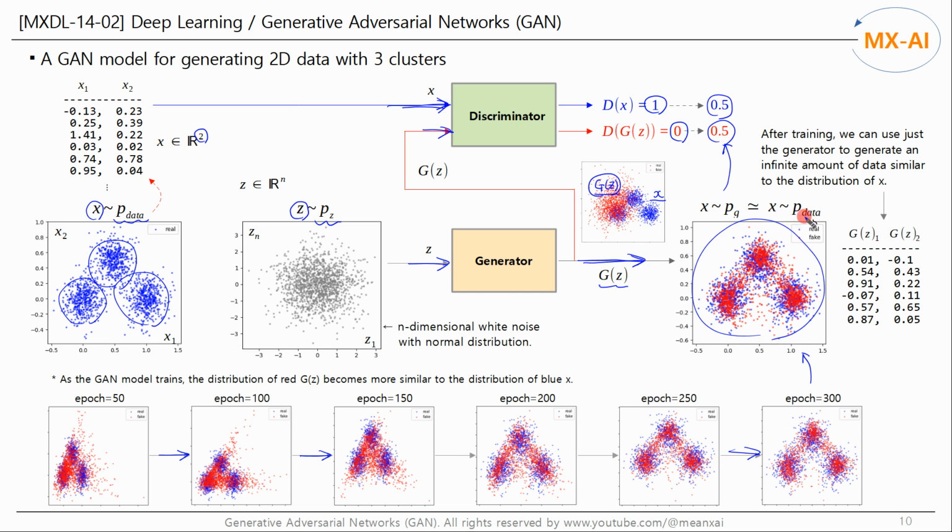The blue dots are the distribution of the real data, P data, and the red dots are the distribution of the fake data, PG, generated by the generator. X coming from PG and X coming from P data are similar. After training, we can use just the generator to generate an infinite amount of data similar to the distribution of X.